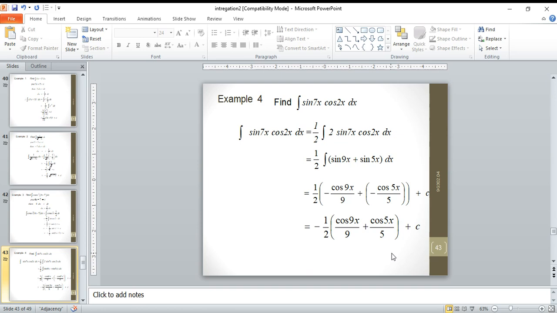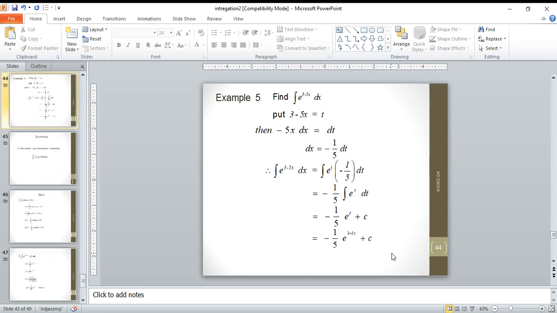So 1 by 2 into integration 2 sin a cos b, which is sin of a plus b plus sin of a minus b. So sin 7x plus 2x is sin 9x, plus sin 7x minus 2x is sin 5x. So 1 by 2 of sin 9x integration is minus cos 9x by 9, plus sin 5x integration is minus cos 5x by 5. Taking minus common, that is minus 1 by 2 into cos 9x by 9 plus cos 5x by 5 plus c.